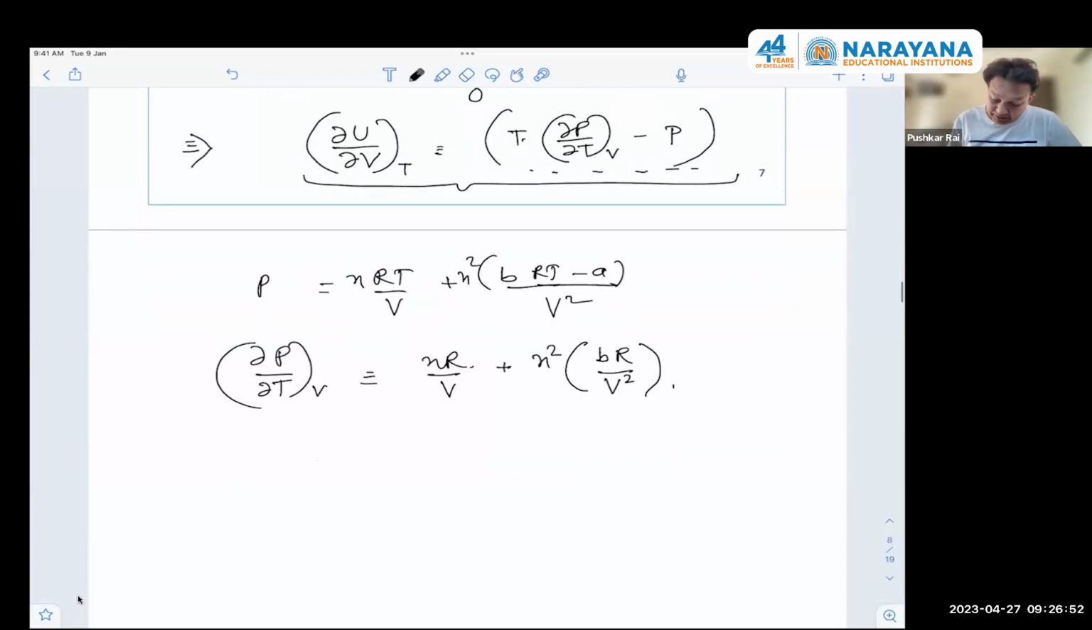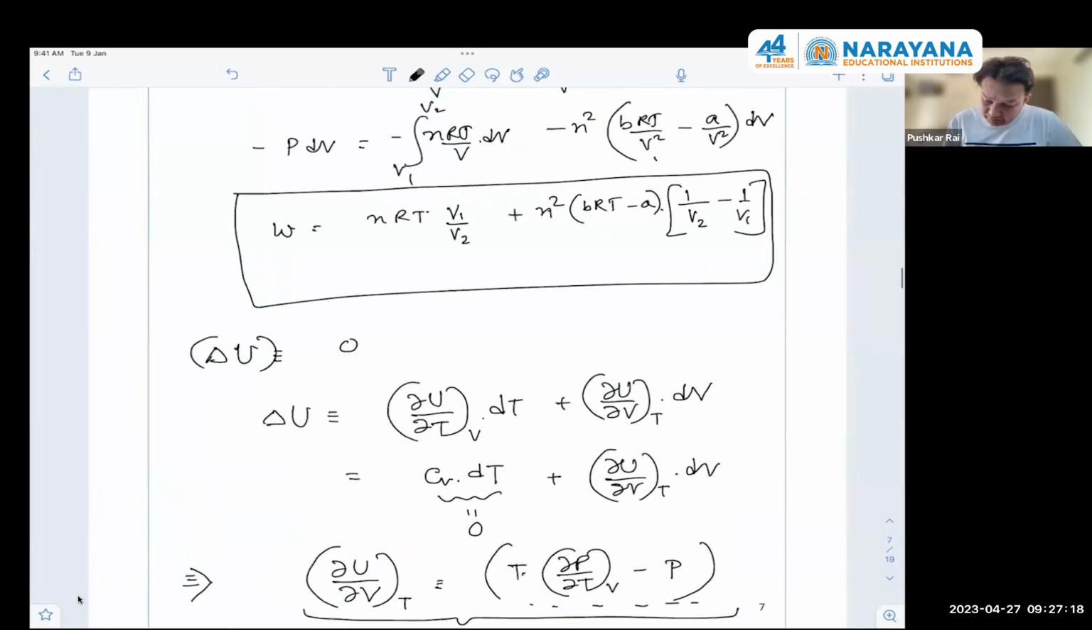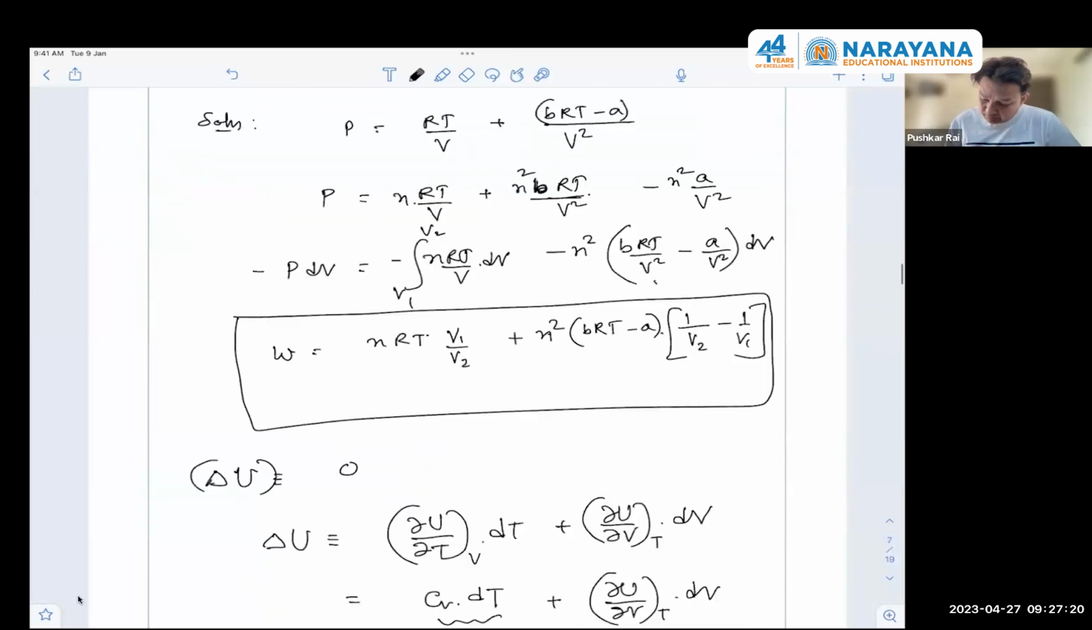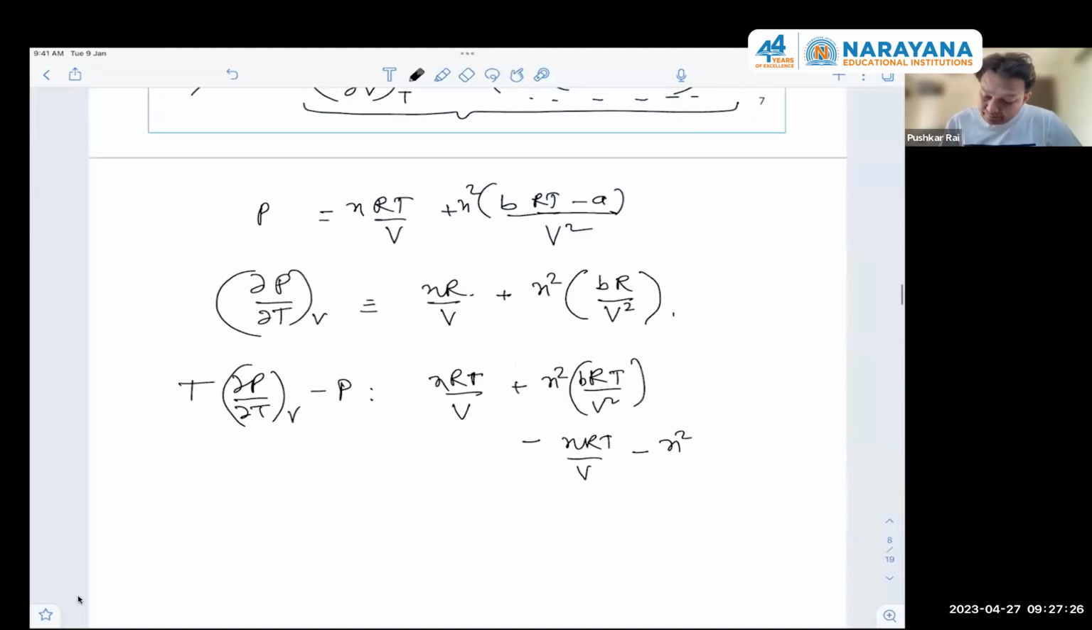If you just multiply it by T, so T times of del P by del T at constant V minus P, if you just put it like this, then it will become once again nRT by V plus n square bRT by V square and minus nRT by V. I think there was a negative sign, positive sign. Positive, all right. Minus n square bRT minus a by V square.